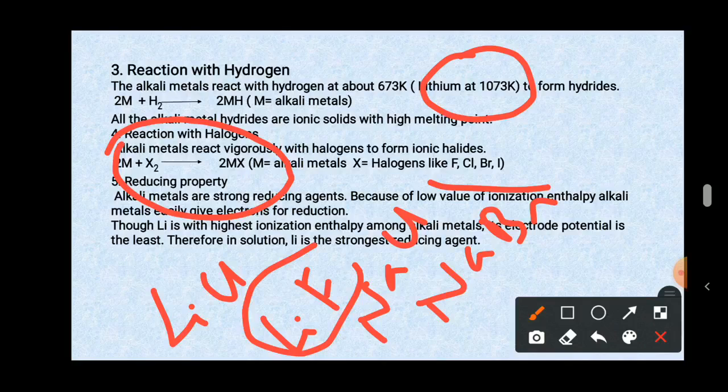In the case of lithium fluoride, since both the elements are very small in size, the bond between these two is very strong, so it is very difficult to break. That's why it is less soluble in water.